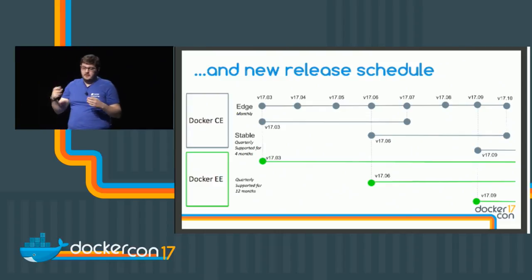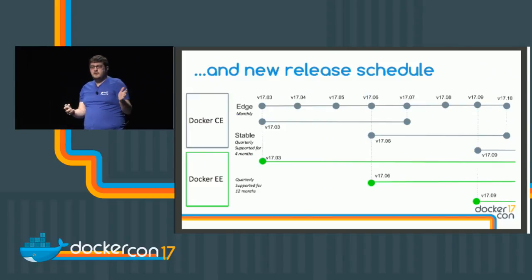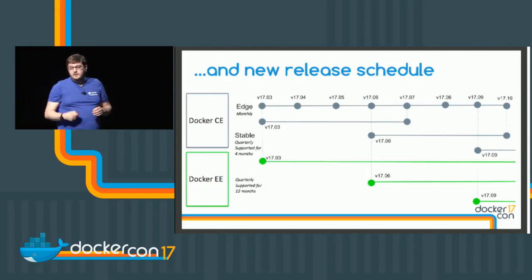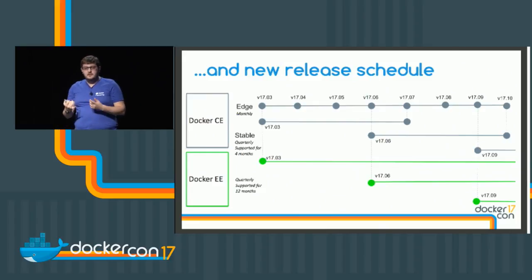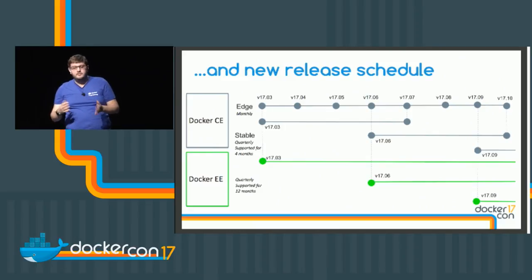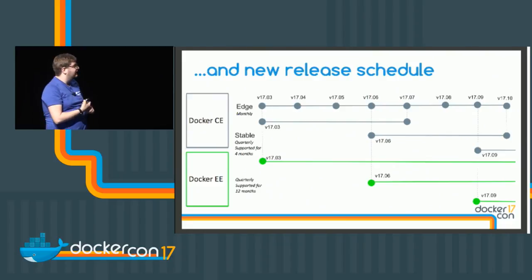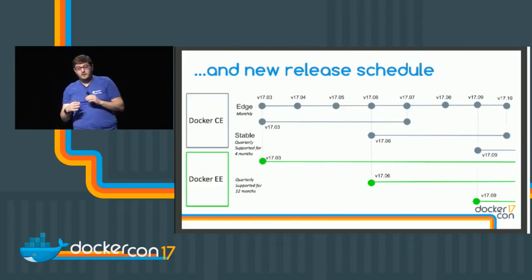If you want something more stable, we have the stable channel. This one is going to be released quarterly, so 17.03, 17.06, 17.09. And it's going to be supported for 4 months. And that's very important because here, for example, in June, we're going to release 17.06, but 17.03 will still be available for a whole month. So you basically have 1 month to upgrade, where we support two versions, and we backport security and important fixes if needed.